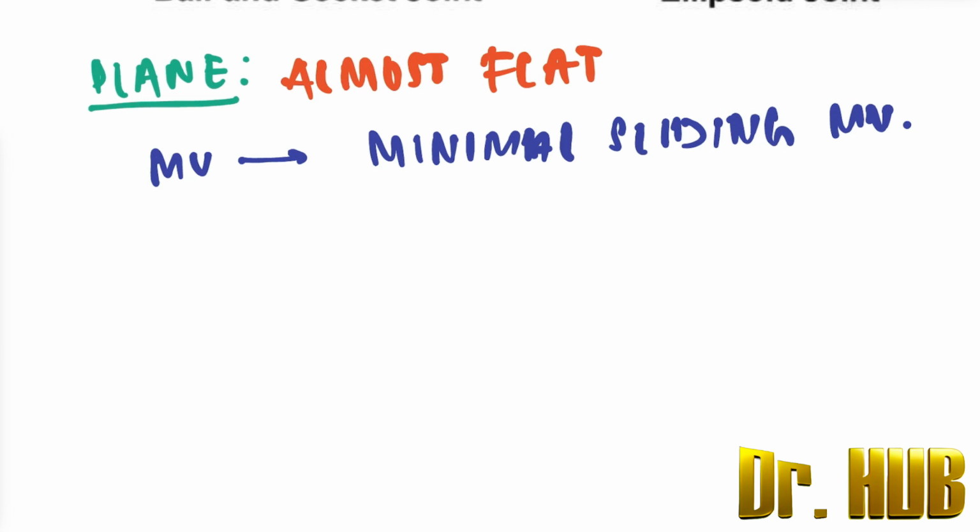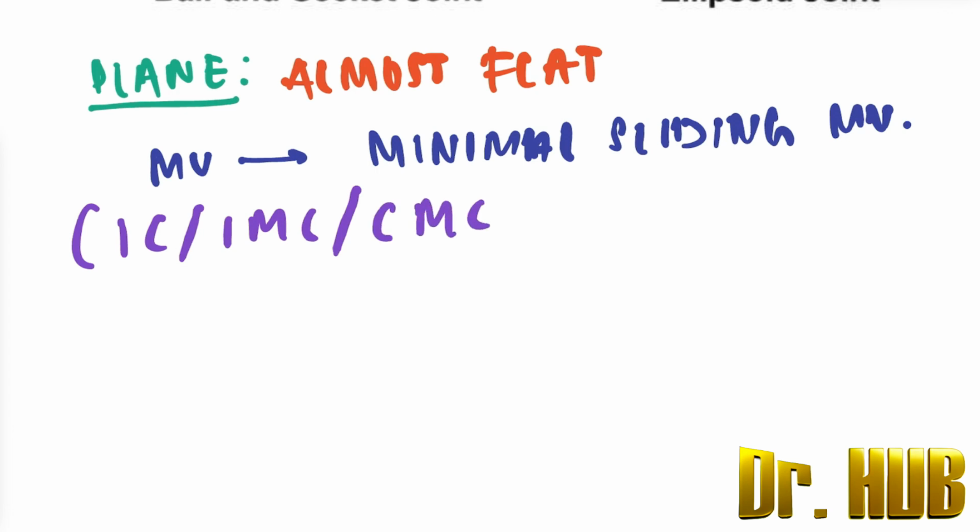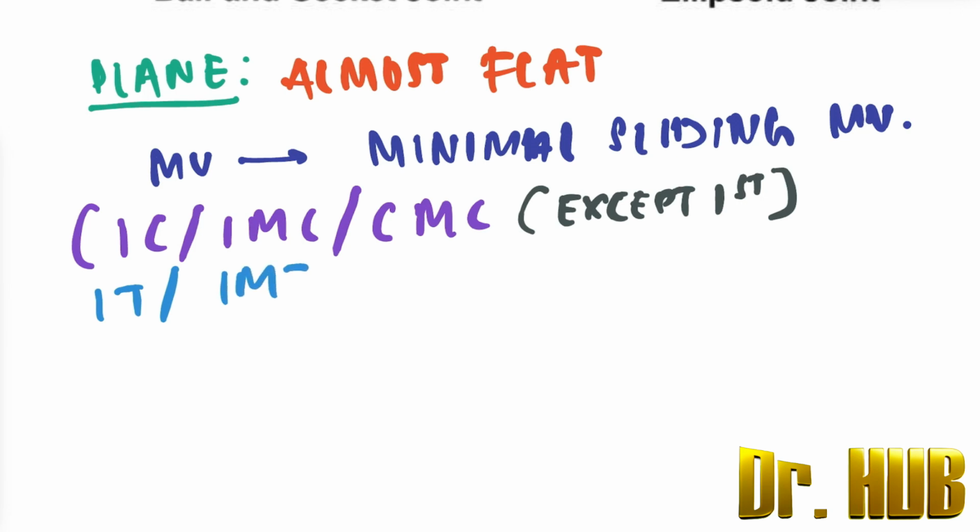So what are the examples here? The examples include the intercarpal, the intermetacarpal, and the carpometacarpal, except the first one. Then it also includes the intertarsal, the intermetatarsal, as well as the tarsometatarsal. Next, there are also the joints between the articular processes of the vertebra.